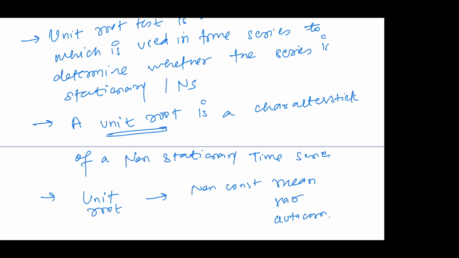So a unit root test is basically a statistical test which is used to understand whether a time series is stationary or non-stationary. And only unit root, right? Unit root is a characteristic of a non-stationary time series. So just remember this, and I guess you'll be great.